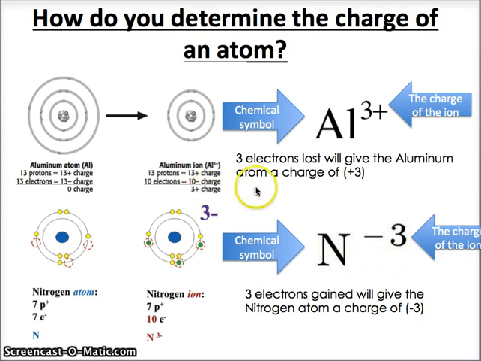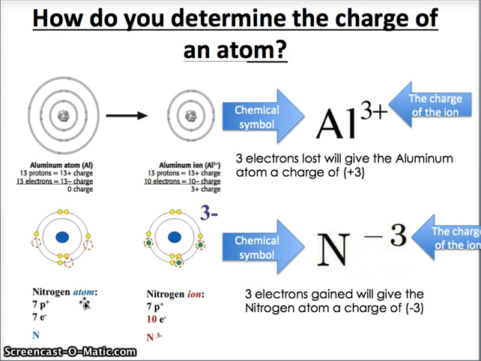So then to write this, you would put the chemical symbol of aluminum, which is Al, and put a +3 in the upper right-hand corner and this symbolizes aluminum with a positive 3 charge. It lost 3 electrons. Here's another example with the nitrogen atom.